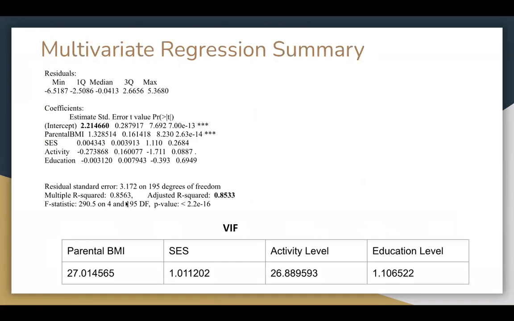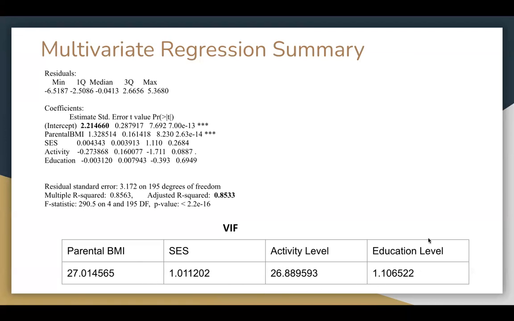So the summary, the first thing we'll look at again is our intercept, which has just very slightly changed. It's changed from 2.18 or so to 2.21, like we see right here. Also the adjusted R squared has only changed a very little bit. It was about 0.852, now it's 0.8533, which means that all of these predictors account for 85% of the variance. And then looking at our p-values, we've got a few that aren't statistically significant, such as education and socioeconomic status. They're just higher than the 0.05 level, but our parental BMI and our activity level do meet the requirement. They are statistically significant.